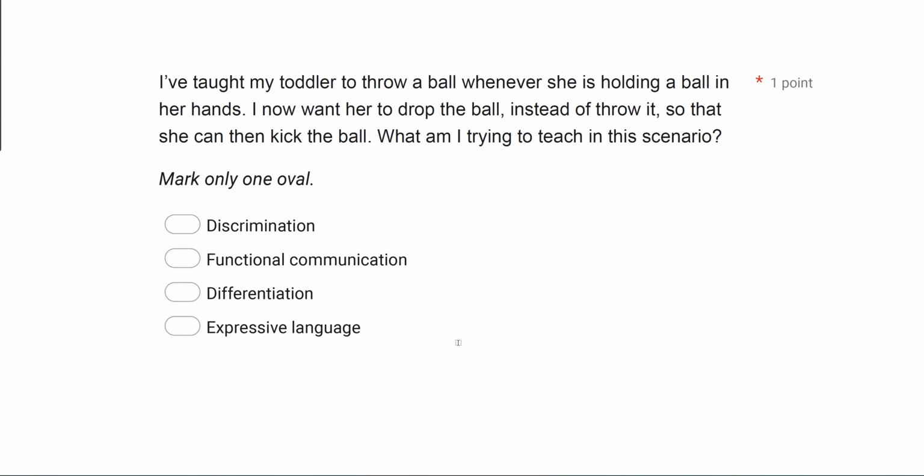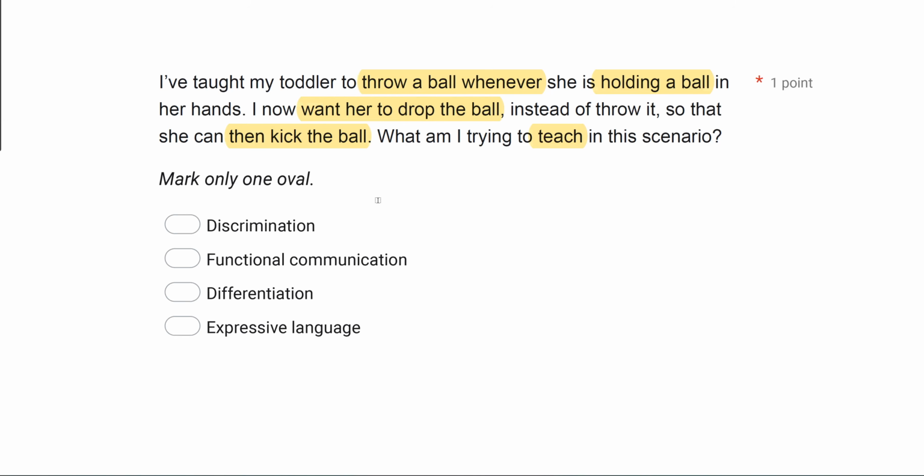All right, let's think about this. What are you trying to teach here? Toddler has been taught to throw a ball when she is holding the ball. Okay. Now we want her to drop the ball instead of throw it so that she can kick it. So instead of throwing the ball when holding it, she's going to drop it. So are we talking about a different stimulus here or a different response? We're talking about a different response. Instead of throwing it, we need to drop it.